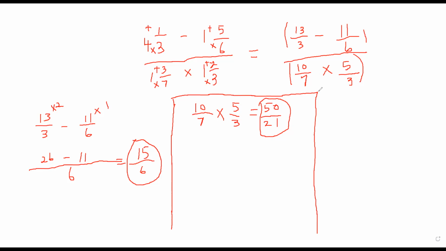So all we need to do now to get the final answer is to divide those two. So we say 15 upon 6 divided by 50 upon 21. So let's go. All we need to do, remember, change sign and upturn. So we upturn the second fraction. So the 21 will come at the top, 50 at the bottom.